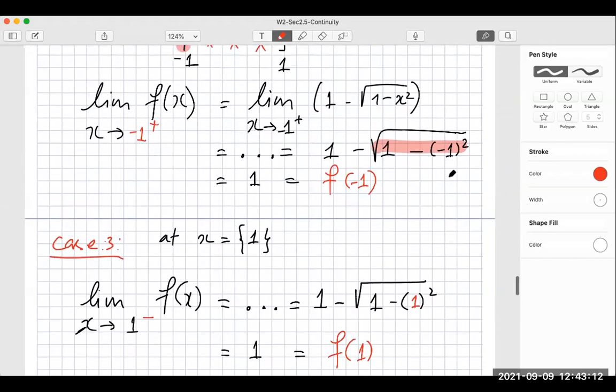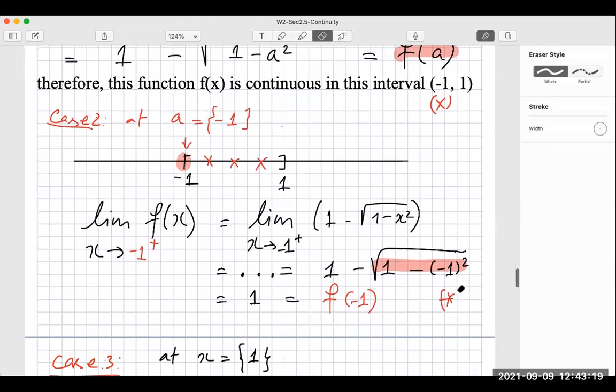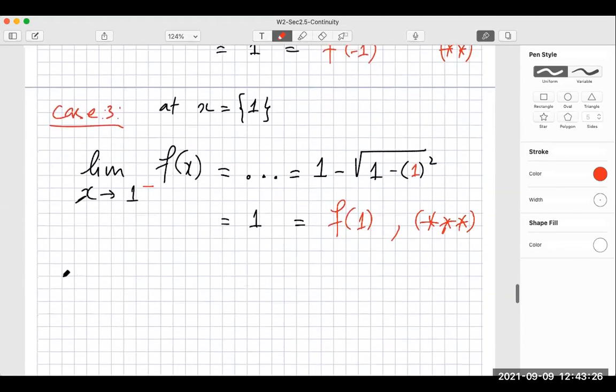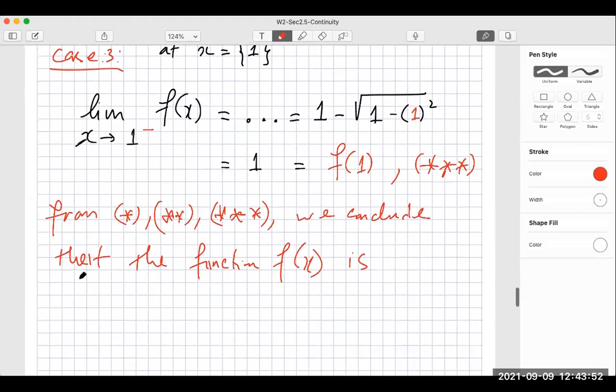Therefore, let us call this the first star, the second star here, and the third star here. From the one star, two stars, and three stars here, we conclude that the function f(x) is continuous on the closed interval from -1 to 1. Okay.